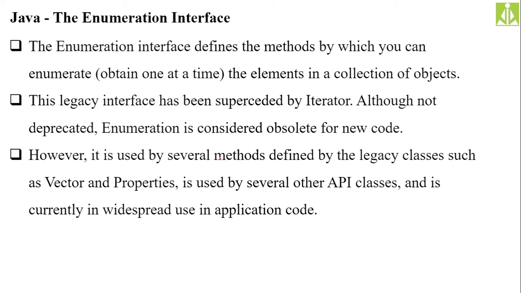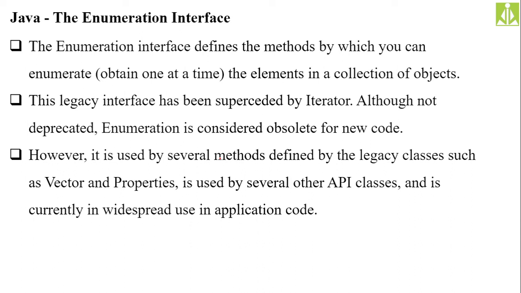Okay, this legacy interface has been superseded by iterator. Using iterator also, what we are doing, we are moving forward and backward inside a collection. So before this iterator, we have the concept of enumerator. And this enumerator is superseded by iterator, meaning whatever property we have in this enumerator, the same property in a more flexible, advanced way is supported by the iterator interface.